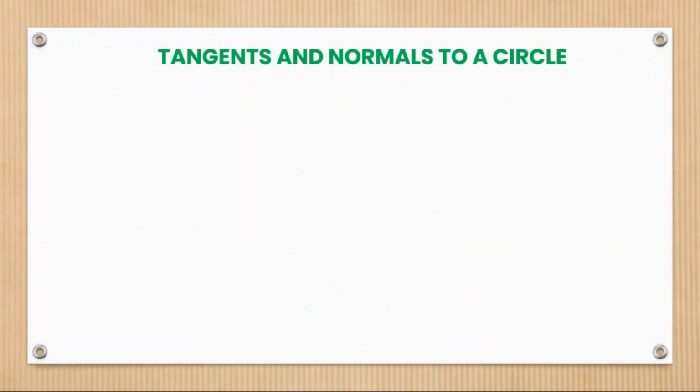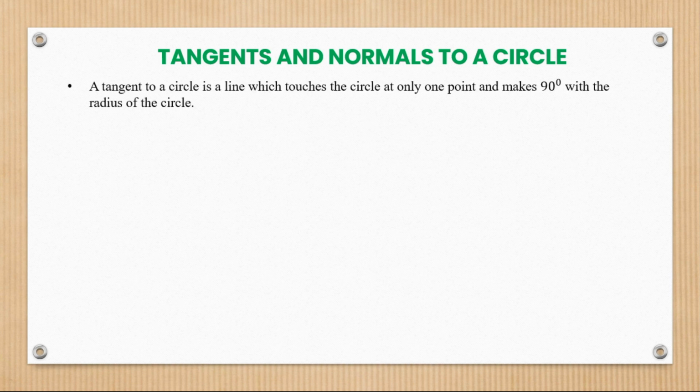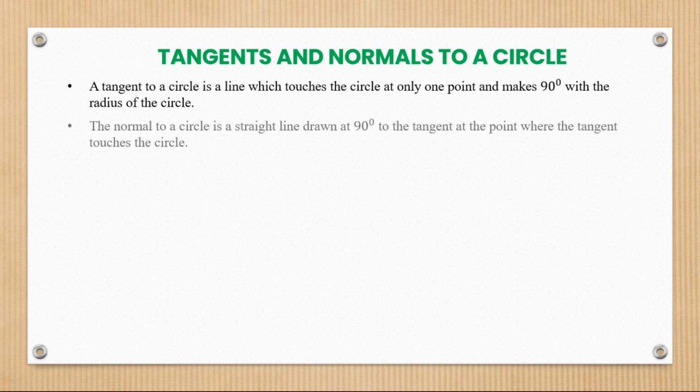Alright, so we look at tangents and normals to a circle. So what is a tangent? A tangent to a circle is a line which touches the circle at only one point and makes 90 degrees with the radius of the circle.